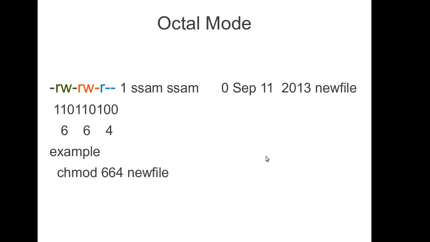Finally, we need to get the octal correspondent for this binary number. It's nothing but 664. It means that read, write, no execute permission is given for the owner of the file. Read, write, no execute permission is given for the group, and read, no write, no execute permission is given for others.